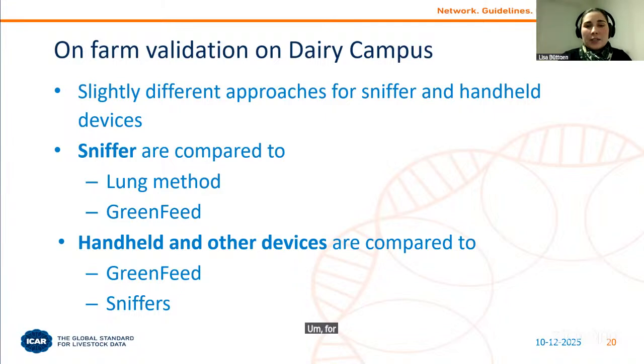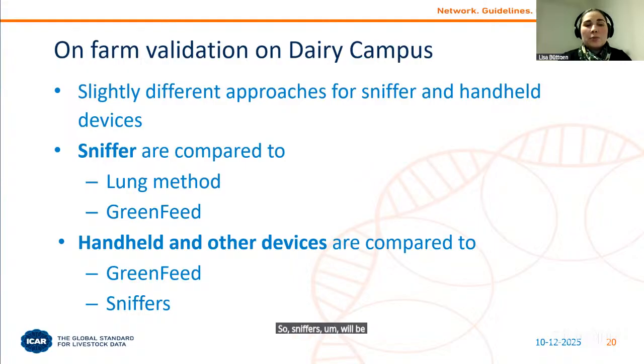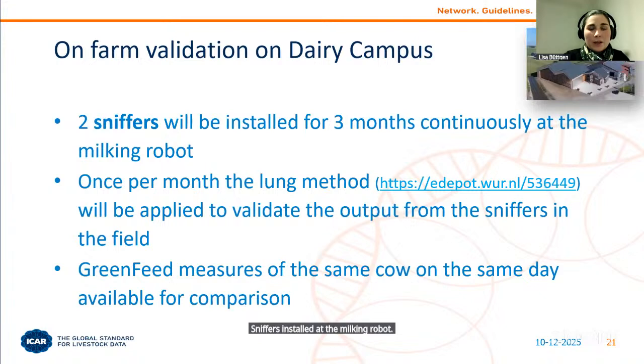For testing of sniffers and handheld devices, we have slightly different procedures. So sniffers will be compared to the lung method, which I will explain in a minute, and to green feed measurements, while the handheld or similar devices will be compared to the green feed measurements as well as to sniffers installed at the milking robot. First I would like to introduce the procedure for sniffers.